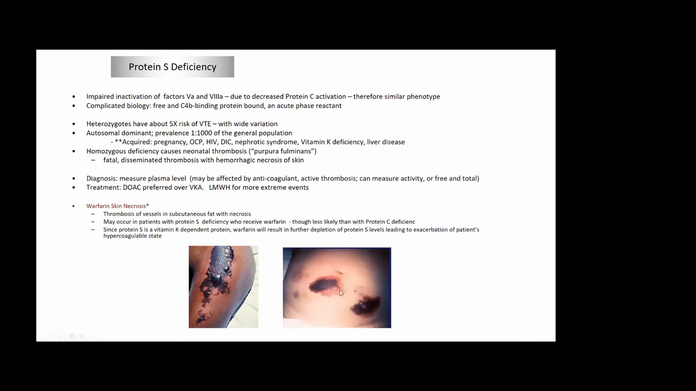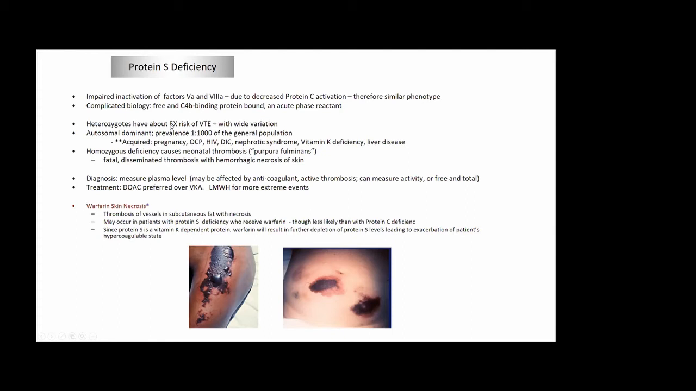Same picture, much less common, but occurs because of protein S deficiency, because protein S is also vitamin K dependent. Protein S has a kind of complicated biology because it's carried by C4b binding protein, which is an acute and chronic phase reactant. And so things that raise the concentration of C4b binding protein in the blood will lower the proportion and the absolute amount of protein S that's circulating free. And it's the free circulating S which is the functional protein S.